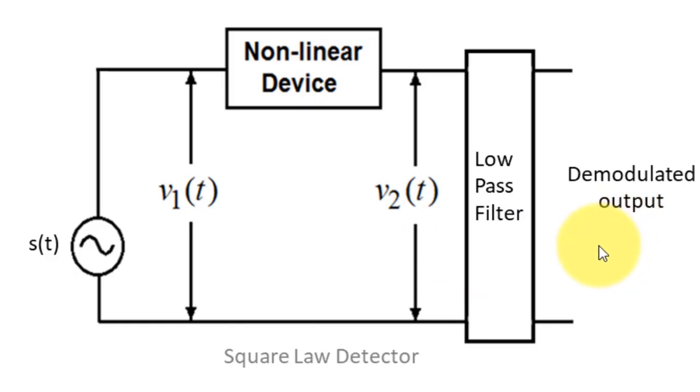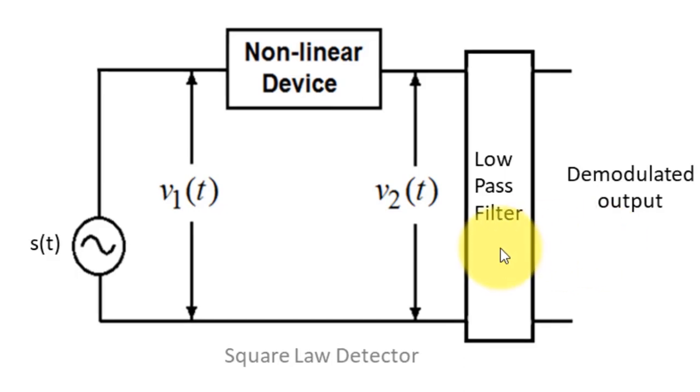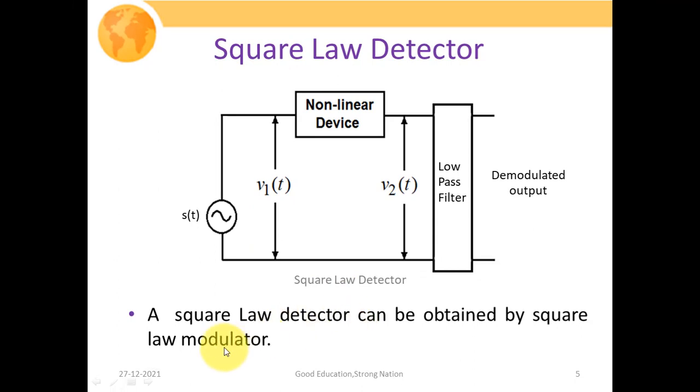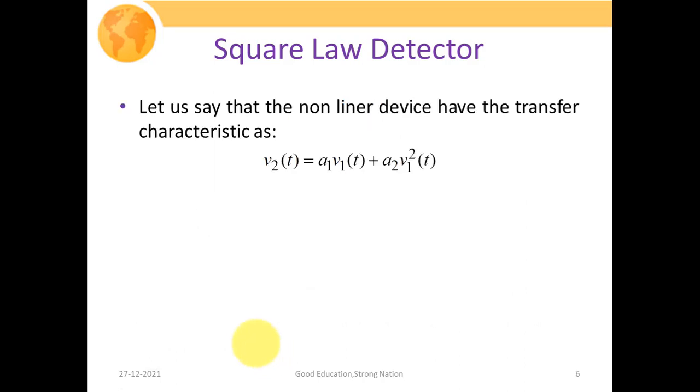So how are we going to obtain our actual message signal via appropriate filtering? We have to look at some mathematical details. A square law detector can be obtained from your square law modulator, as we have already discussed, and your nonlinear device can be anything, like your diode or transistor. I mean any device having some nonlinear characteristics can be used. So let us say that the nonlinear device has the transfer characteristic v2(t) = a1 v1(t) + a2 v1^2(t). This is the simple input output relationship for any nonlinear circuit.